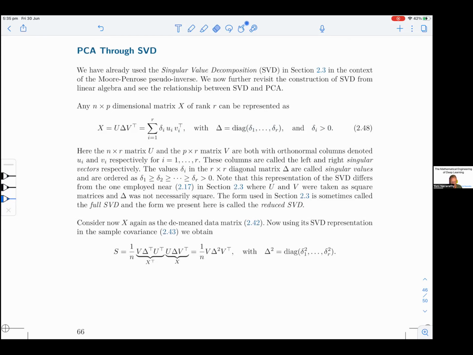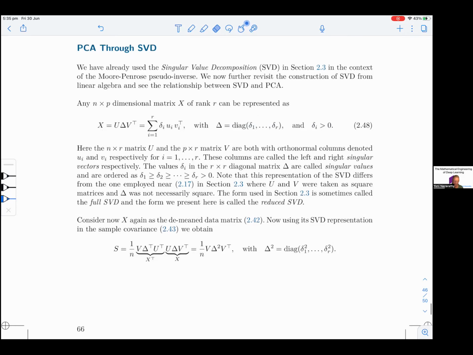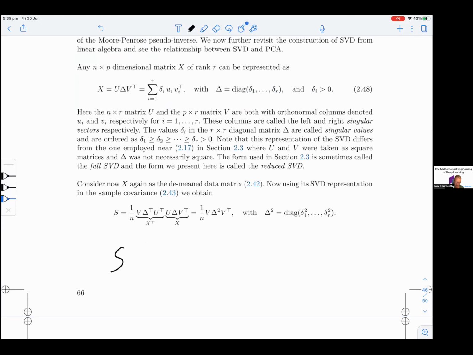Consider now X again as a de-meaned data matrix, 2.42. So that was just a de-meaned X. Now using its SVD representation in the sample covariance. So sample covariance was just 1 on n X transposed X. But now we just stick in the SVD representation. For X transposed, when you do a transpose, you flip the order, you get V delta transposed U transposed. Of course, delta transposed doesn't do anything. Then U transposed, and that's X.